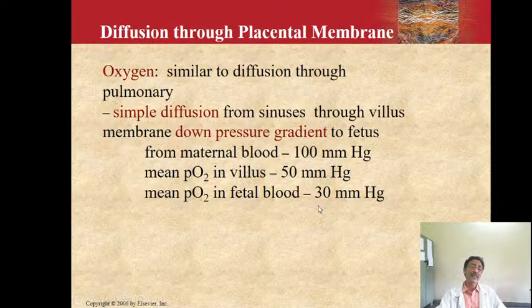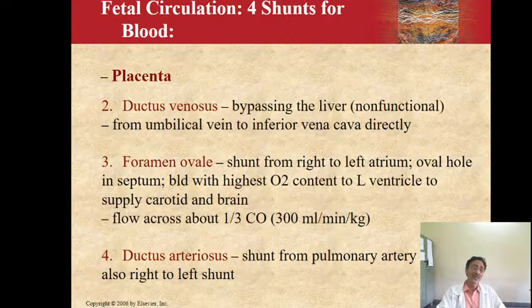So across the placental membrane, you will find a gradient built up from the maternal side to the fetal side across the villus, from 100 to 50, and once this diffusion takes place, from 50 to 30. In this way, oxygen is transported into the fetal cells through diffusion because of the difference in the concentration gradient.